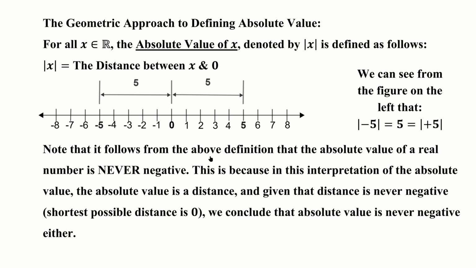Note that it follows again from the definition that the absolute value of a real number is never negative from this geometric approach as well. This is because in this interpretation the absolute value is a distance, and if you think about it, distance is never negative. The shortest possible distance is 0, which is the distance between a number and itself, right? We conclude that the absolute value is never negative either.